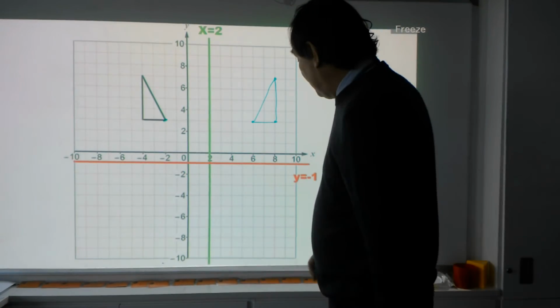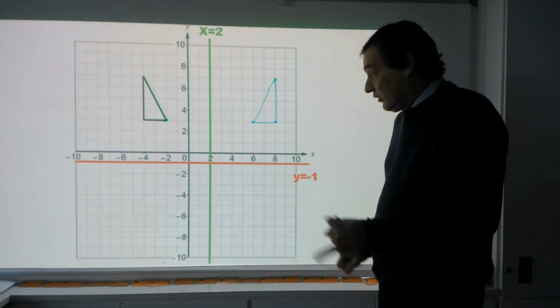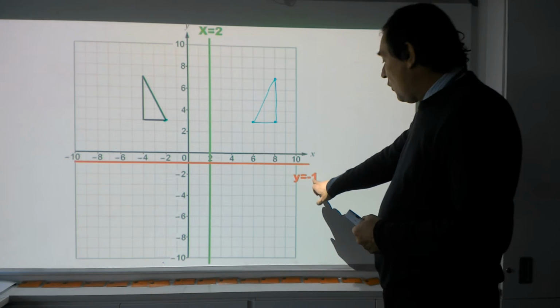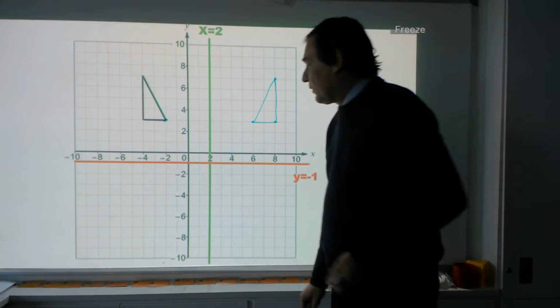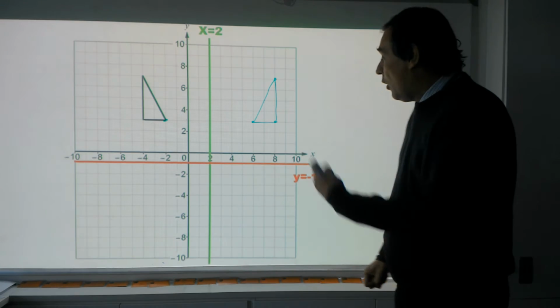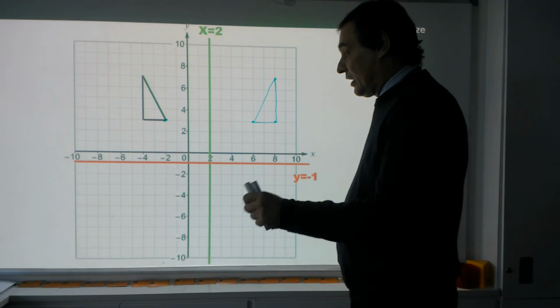Now, horizontal lines are always y equals something, because every y coordinate is the same number. In this case, we've got y equals -1. So this line would have 0, -1, 1, -1, 2, -1, 3, and so on, all the way. Every time you've got a y coordinate, the second one has a -1.